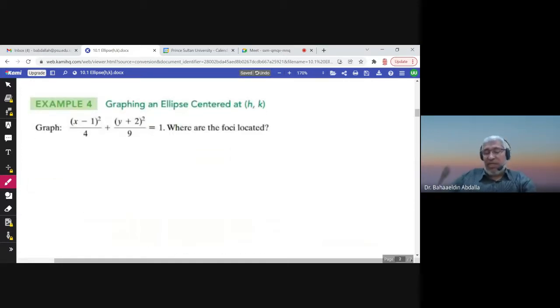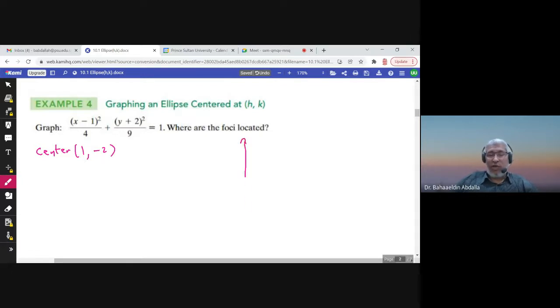The first exercise, as usual, is graph. He will give you the equation and ask you to graph. So to graph, we start with the center. I need the center. The center there was 0, 0, but here it is not 0, 0. So what is the center? This is x minus h, so h is 1. Y minus k, so k is negative 2. So if it is negative, you take it as positive; if it is positive, you change the sign. Okay. So this is the center, 1 and negative 2.